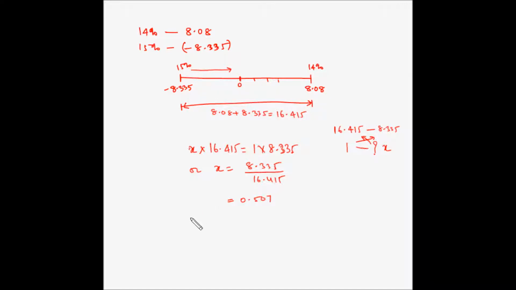So basically we have to reduce 0.507 from 15, because we are moving on this side towards 14. So 15 minus 0.507 is equal to 14.493. So basically this is the rate of return at which NPV is going to be 0. So 14.493% is the IRR for project S.